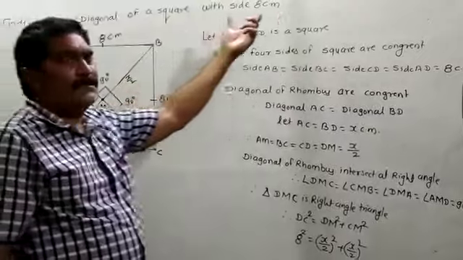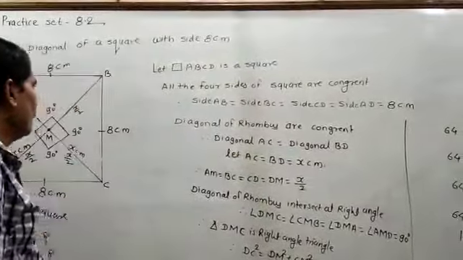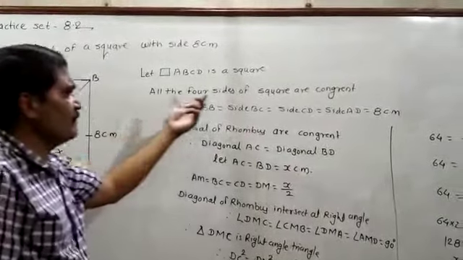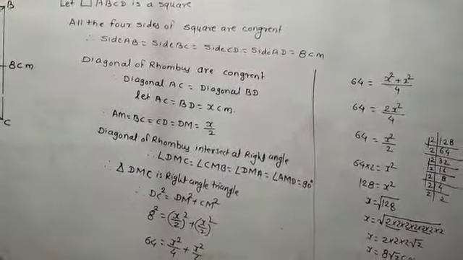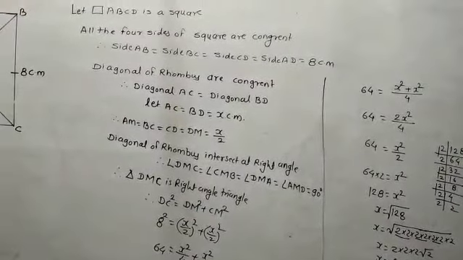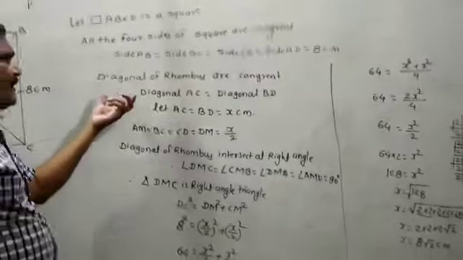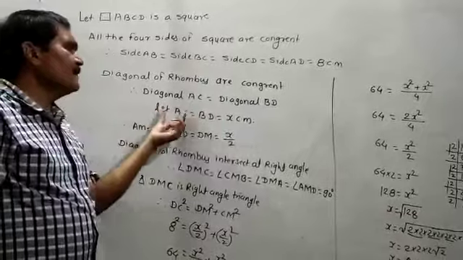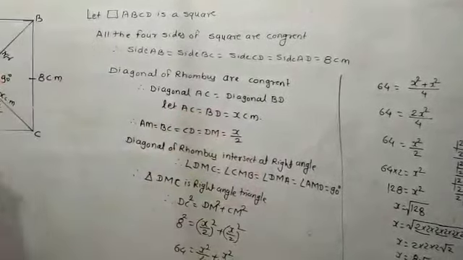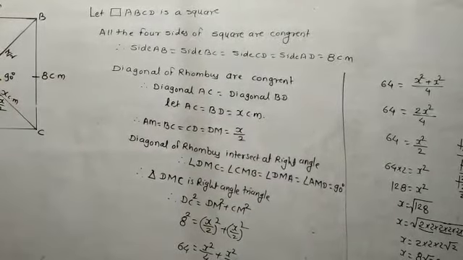Let quadrilateral ABCD be the square. All the four sides of the square are congruent. Therefore side AB is equal to side BC is equal to side CD is equal to side AD is equal to 8 centimeter. Then another property is that the diagonals of the square are congruent. So diagonal AC is equal to diagonal BD. Let AC is equal to BD is equal to x centimeter. This AC is x centimeter and this BD is also x centimeter.